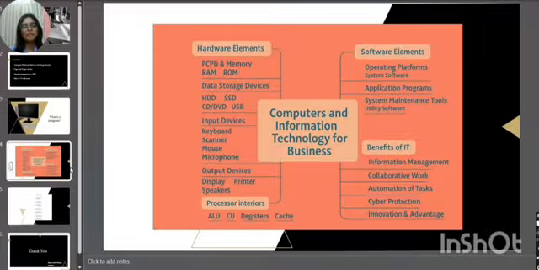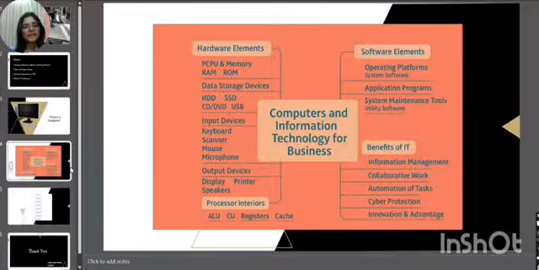Finally, we have the processor interiors, including the ALU, which performs arithmetic and logic operations. Then we have registers, cache, and also the control unit. The CU directs the operations, and registers are for quick data storage. And then we have cache, which speeds up access to frequently used data.